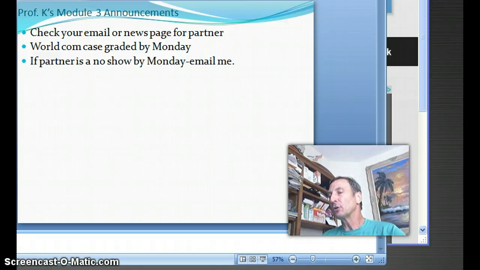Check your emails or the news page on D2L for your partner assignment. The message that I sent you has the name of your partner and what group you're in, as well as what the due date for your assignment is going to be. To get to your group discussion area, all you need to do is go to Module 3 Discussion, and your group number will be there and ready to go.